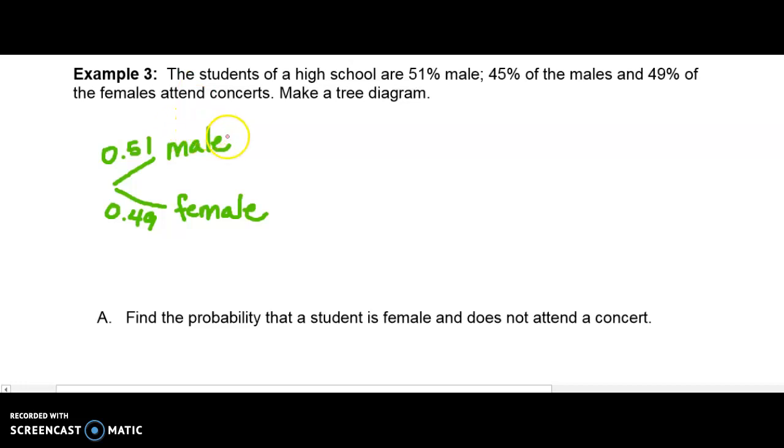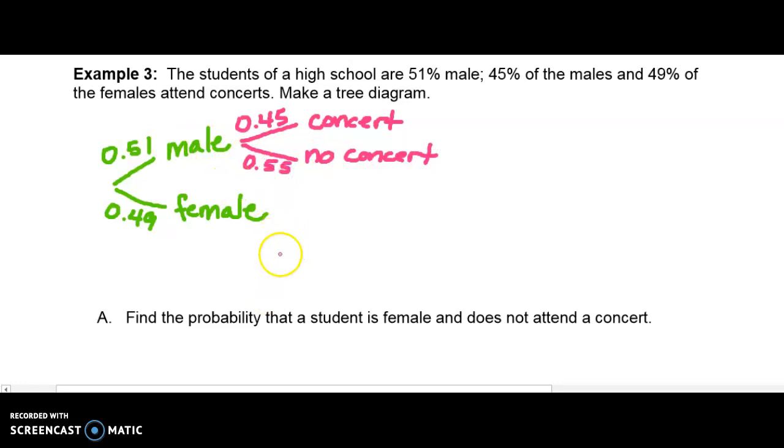it says 45% of males and 49% of females attend concerts. So of males, those that go to a concert are 45%. Again, these are my conditional probabilities. So then I guess the alternative would be no concert. So 100 minus 45 would be 55%, so 0.55.